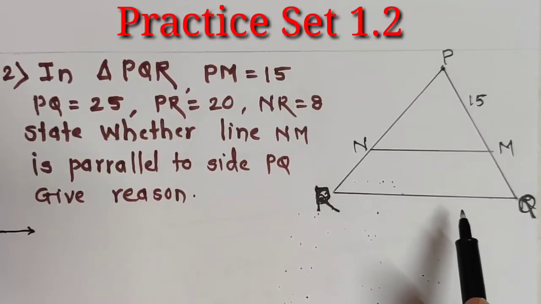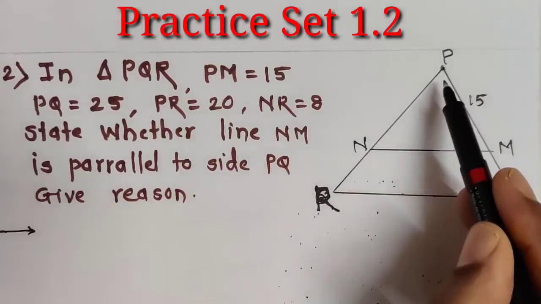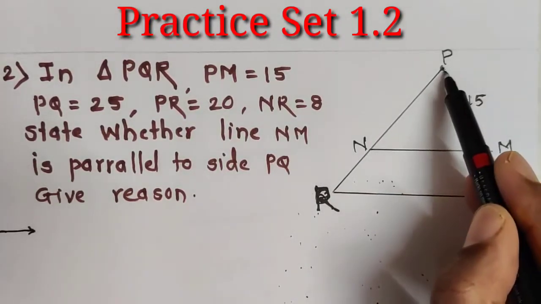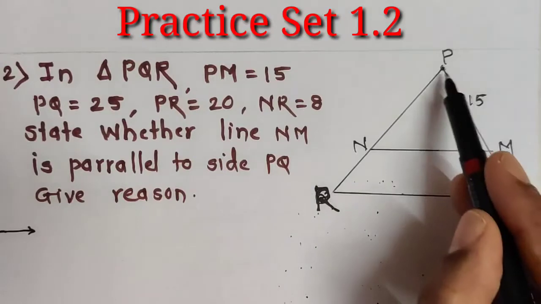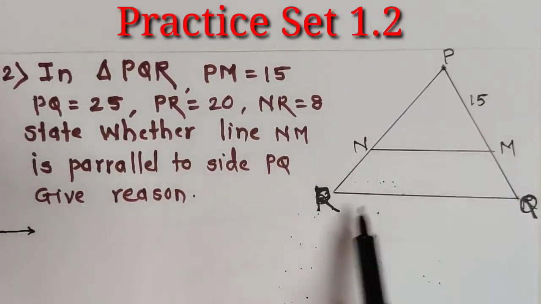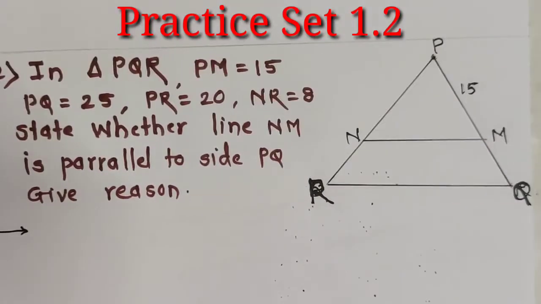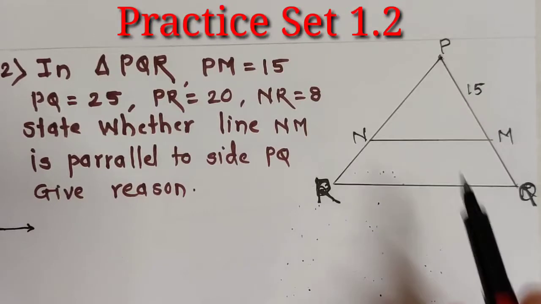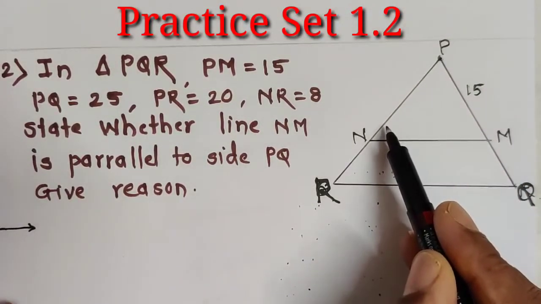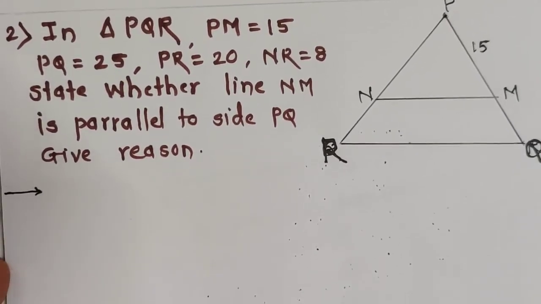So what is the converse? If this line MN divides these two sides in the same ratio, meaning PN by NR and PM by MQ, these two ratios are equal, then NM is parallel to QR by the converse of the basic proportionality theorem. So first we have to find these ratios. Here the value of PN is not given. PR is given, NR is given, so we can find the value of PN.